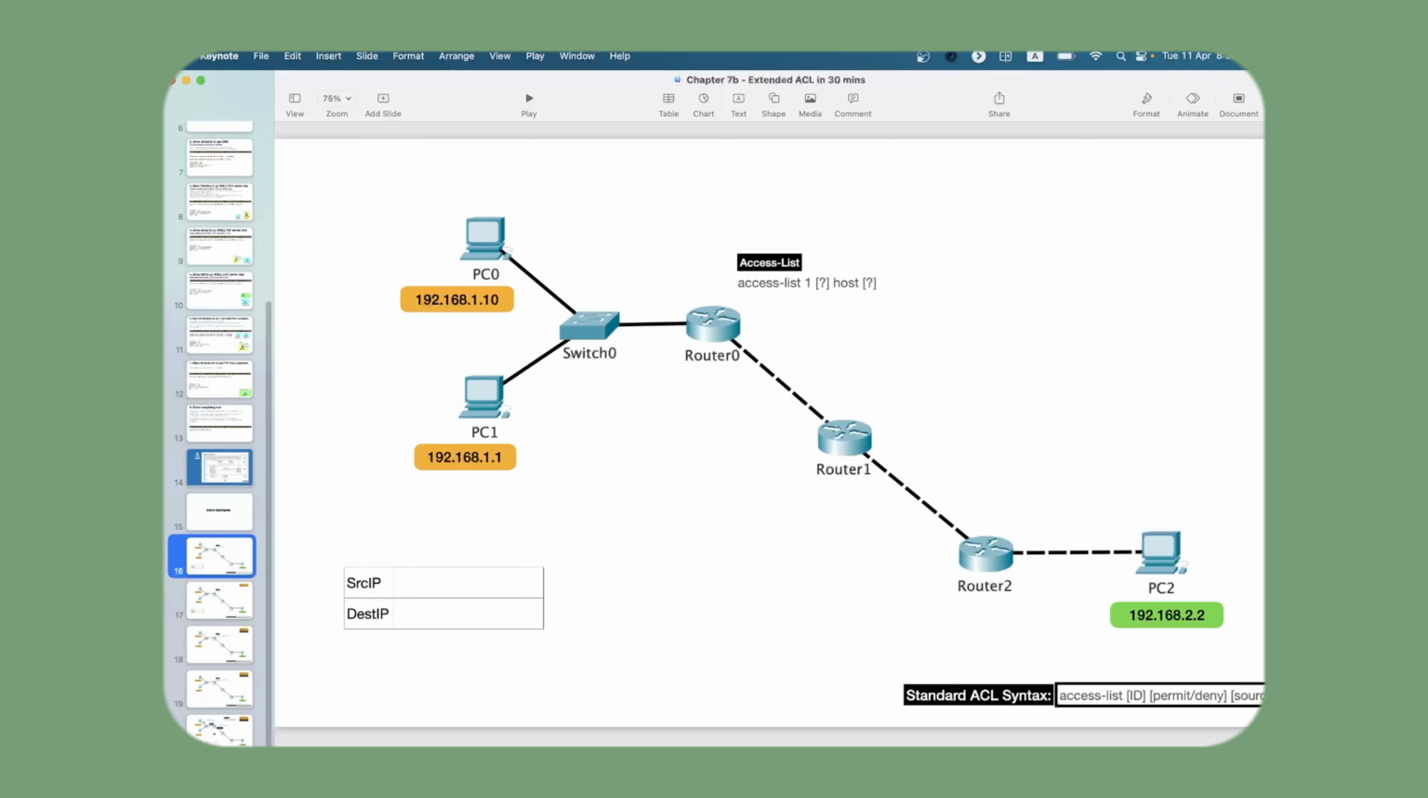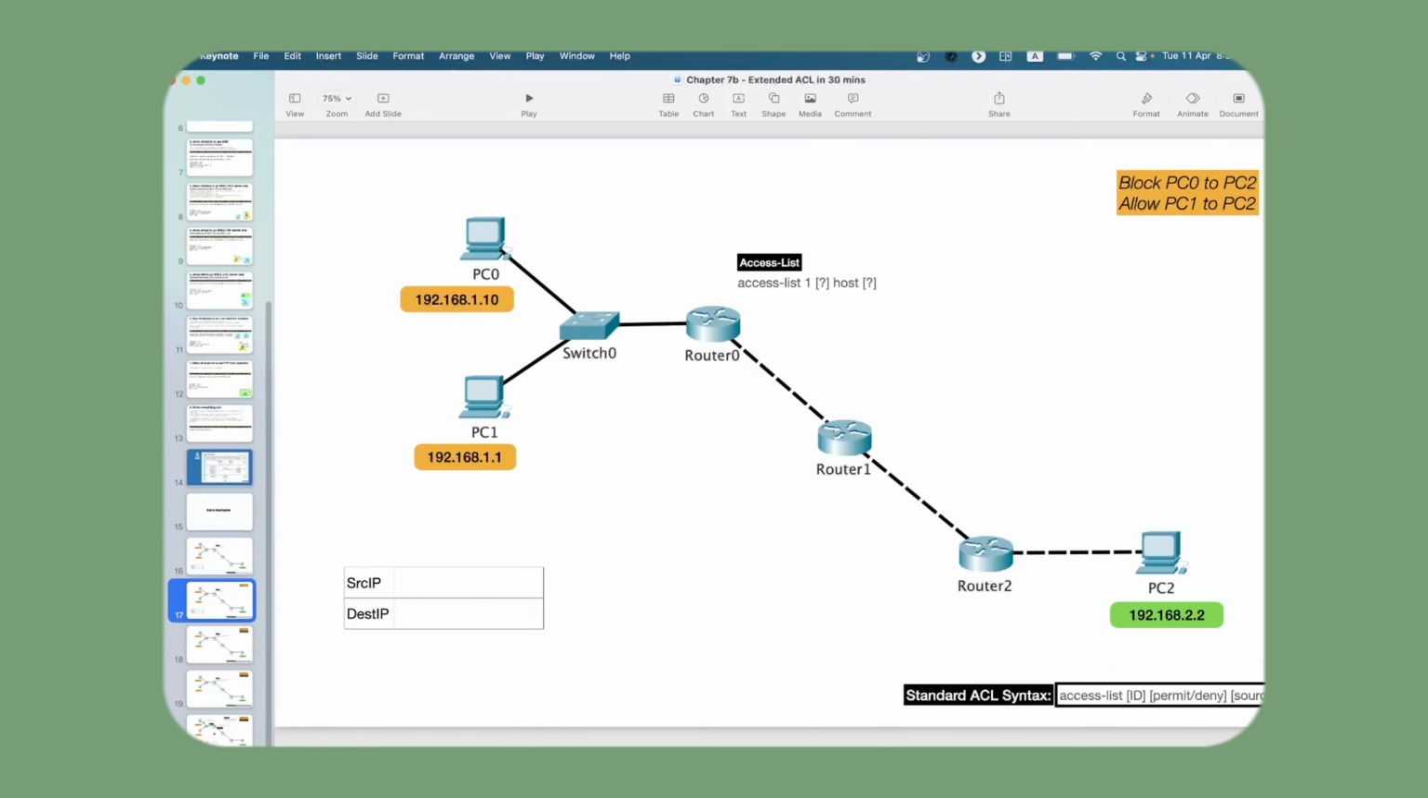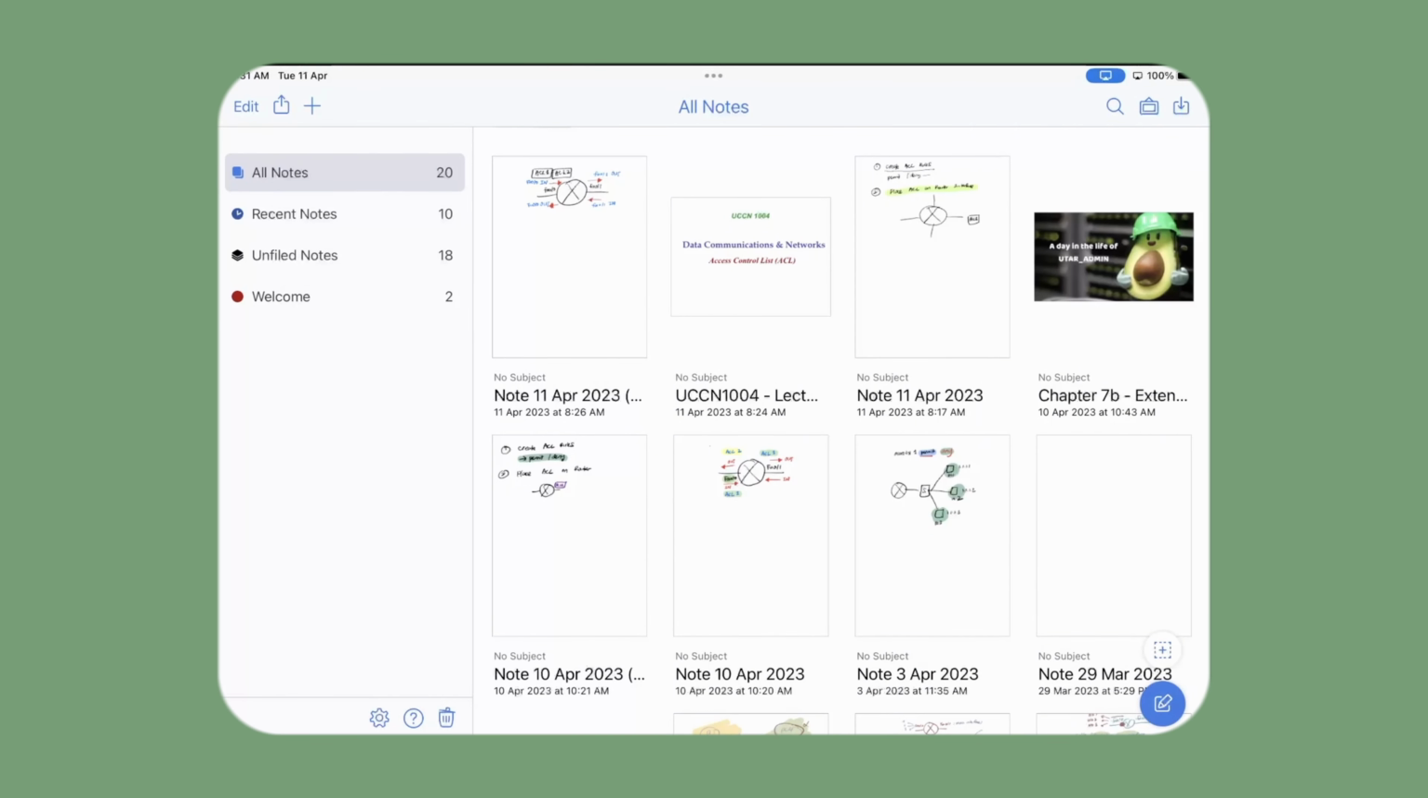So today I want to teach you how to do this rule. Okay. Now you look at here, this corner here. This is exactly what we need to do now, right? So we have this PC0. We want to block this PC0. And then we want to allow the PC1. Okay, so this is what we have.